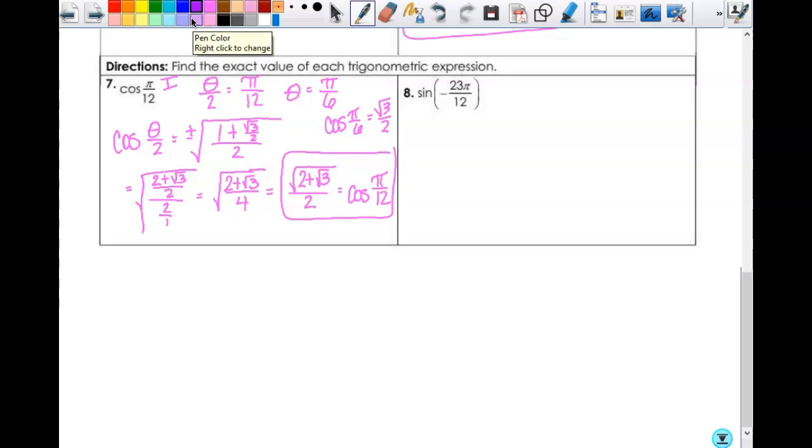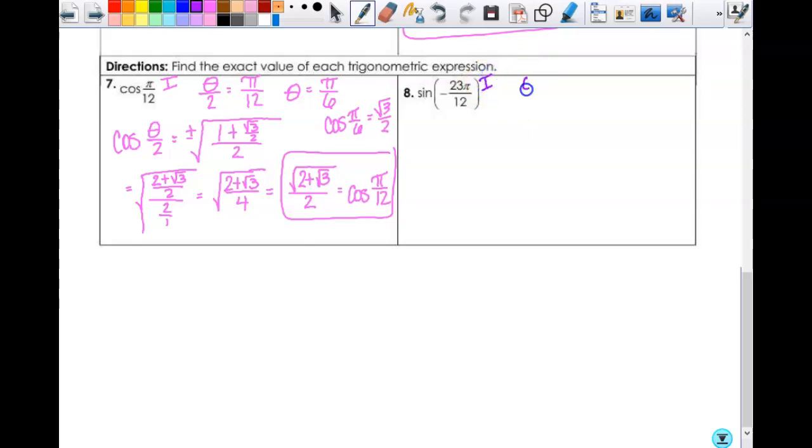So do the same thing for the sine. Now this is sine of negative 23 pi over 12. So I have to figure out which quadrant that is in. If I'm going negative, I'm going around this way, right? To go all the way around to 2 pi, that would be 24 pi 12ths, so that 23 pi 12ths lands me in the first quadrant.